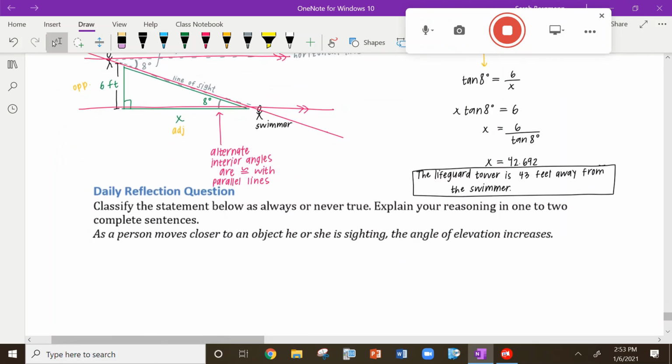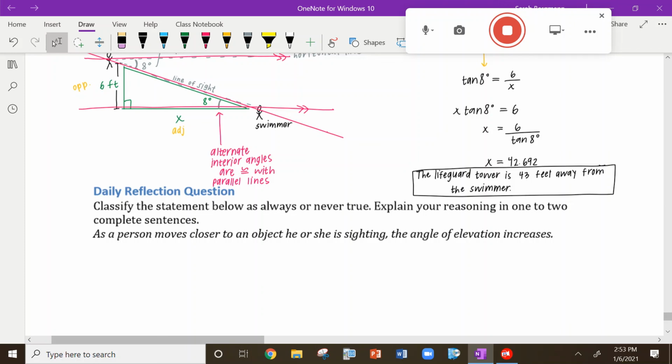And finally, your reflection question today is to classify this as always true or never true. Explain your reasoning in 1 to 2 complete sentences. Here's the statement. As a person moves closer to an object he or she is sighting, the angle of elevation increases. So think about if you are looking at an object, you should know whether you're looking up or down based on angle of elevation.